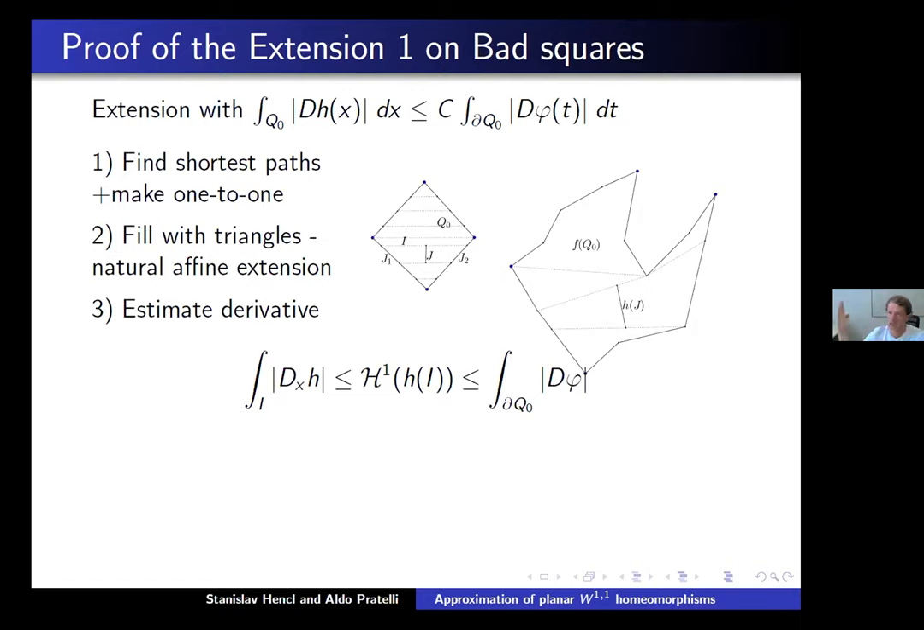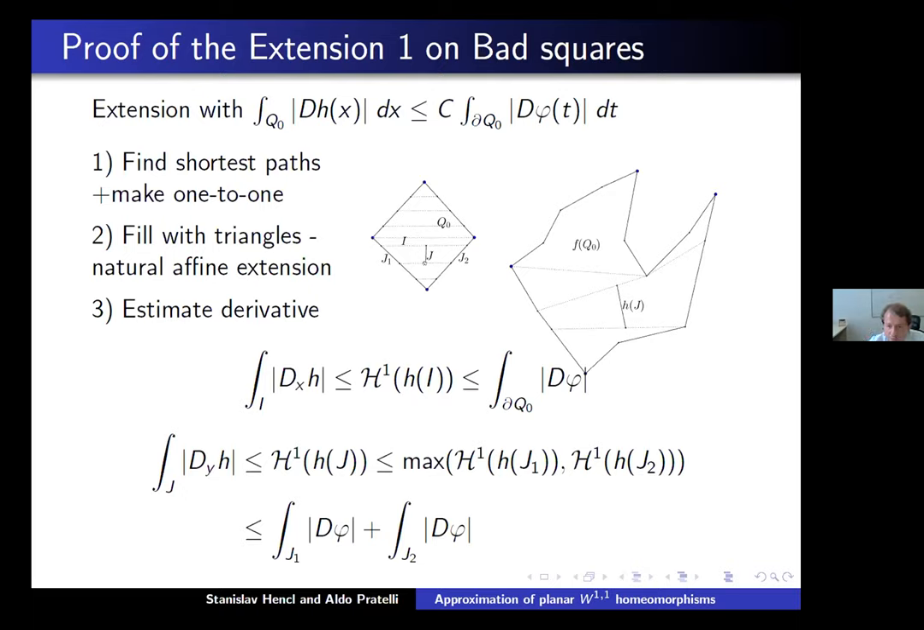But you need to control this partial derivative as well, which is a bit more tricky. So imagine this segment J, and I would like to estimate the integral of the derivative over this segment. Again, the integral of the derivative is the length of the image of this segment, nothing problematic. And I am claiming that the length of this segment is smaller. So here I have segments J1, J2, image of J1, image of J2, and I claim that at least one of them is longer. If at least one of them is longer, then I can integrate the derivative over J1, and the integral of the derivative over J2. And I have this control, which is again telling me that the derivative inside is smaller than the derivative on the boundary. I will try to convince you that I'm not kidding.